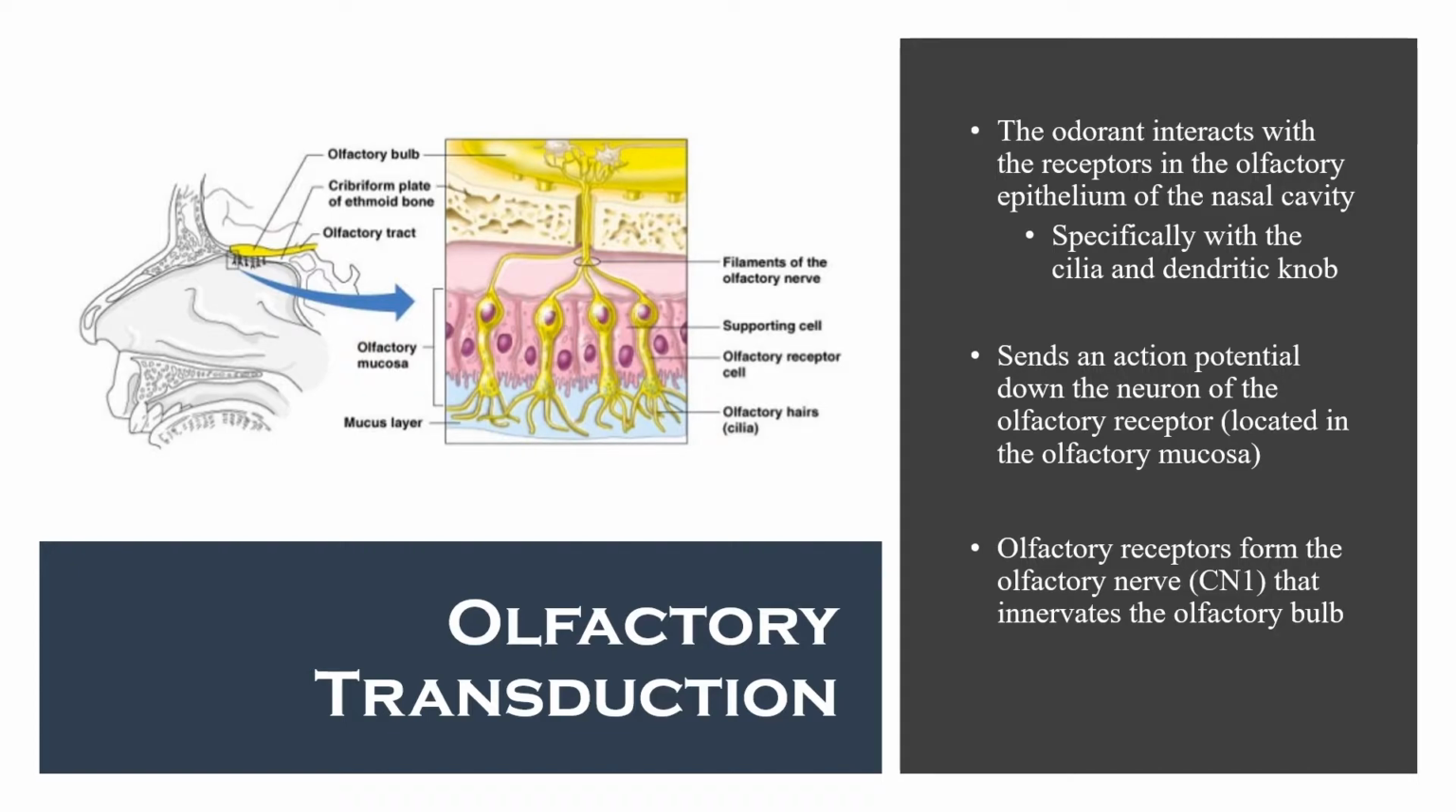So olfactory transduction begins when the odorant interacts with the receptors in the olfactory epithelium. The odorant has come up through the nasal cavity and has now interacted with the receptors in the olfactory epithelium, specifically with what are known as cilia and the dendritic knob. This sends an action potential down the neuron of the olfactory receptors that are located in this olfactory mucosa, and these olfactory receptors converge to form the olfactory nerve that innervates the olfactory bulb.